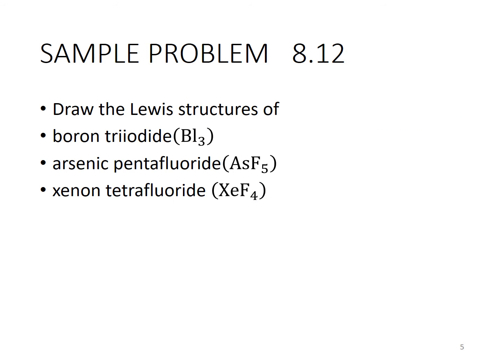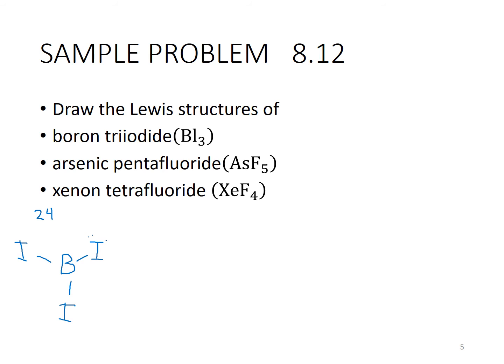So let's try some of these. Draw the Lewis structure for boron triiodide, arsenic pentafluoride, xenon tetrafluoride. All right. So boron triiodide. Here we'll add in all of our atoms. Okay, and we have 3 times 7 for the iodines, so that should be 21, plus boron, which has 3, so we should have 24 valence electrons there.